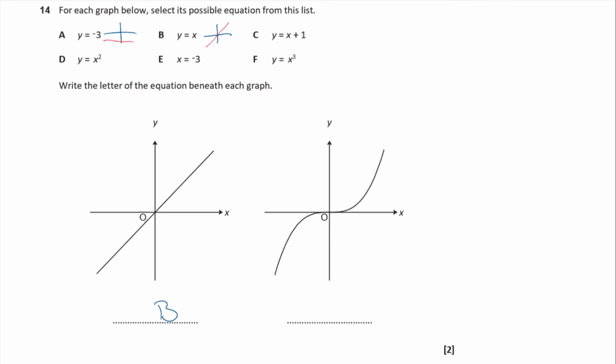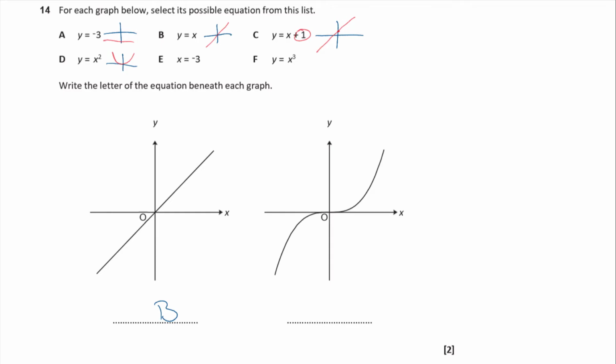C, y equals x plus 1, that is a straight line. It's going up diagonally, but it's passing through the y-intercept of 1, isn't it? This is the y-intercept here. So it looks like B, but slightly taller, or slightly further up the axes. Y equals x squared. This is a quadratic equation, and these look like a parabola, like a U shape. That doesn't look like my graph.